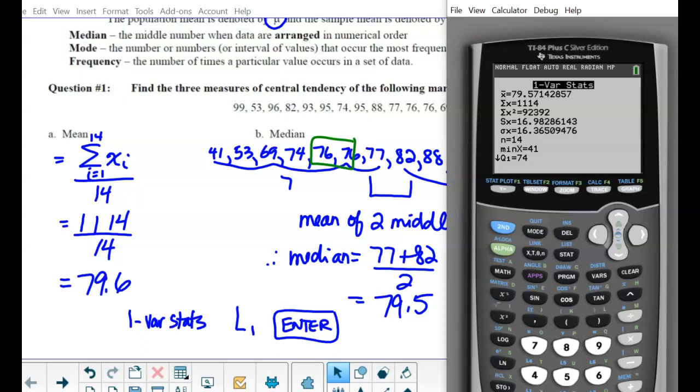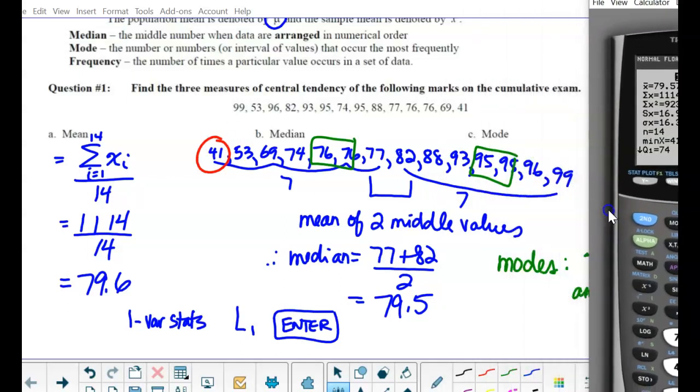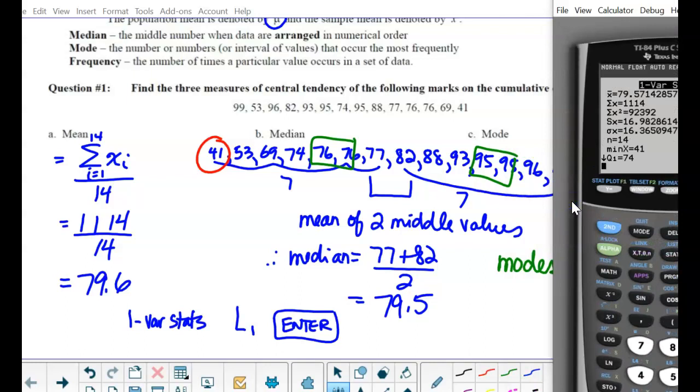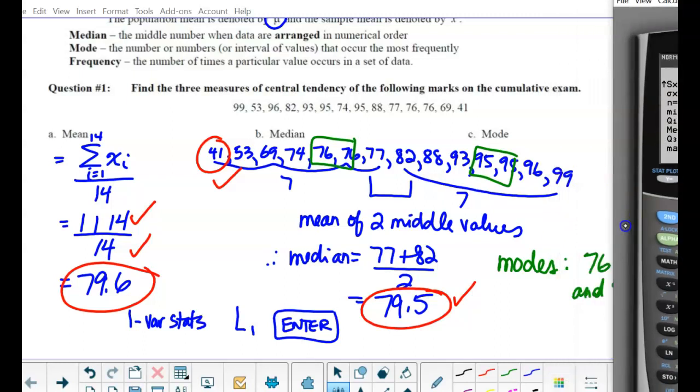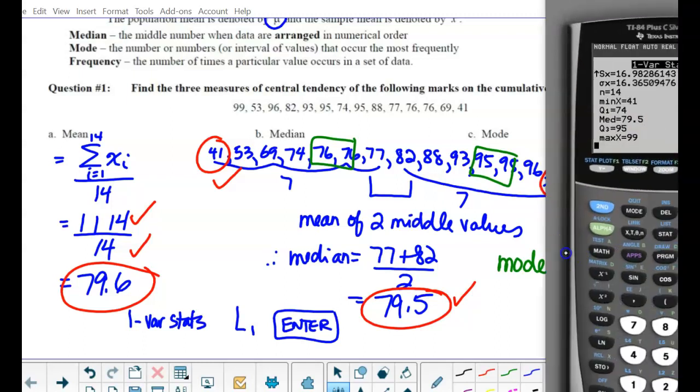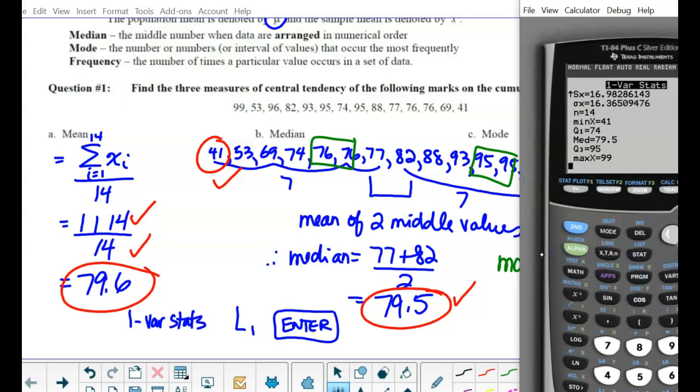Yep, there's 14 values. And then it gives us the minimum x value, 41. So we can see that minimum here. Q1 we'll talk about tomorrow. You'll see the median there. It gives us another, Q3, we'll talk about tomorrow. It gives us a maximum. The only thing this one variable stats doesn't do is the mode.